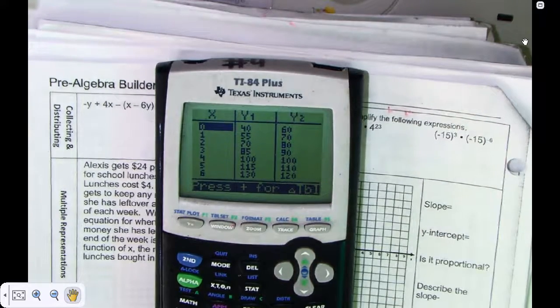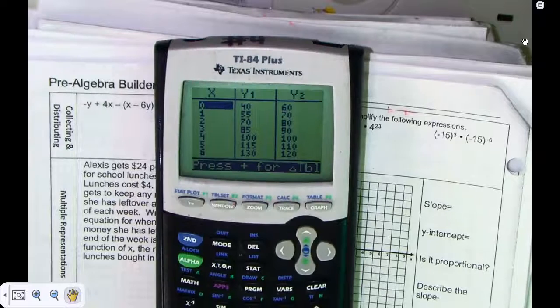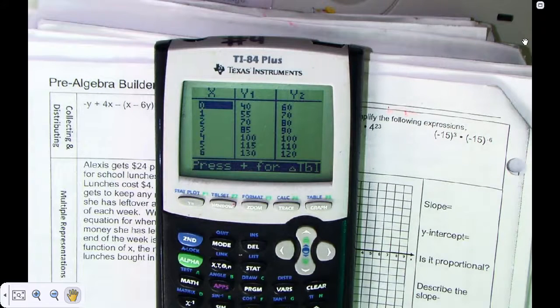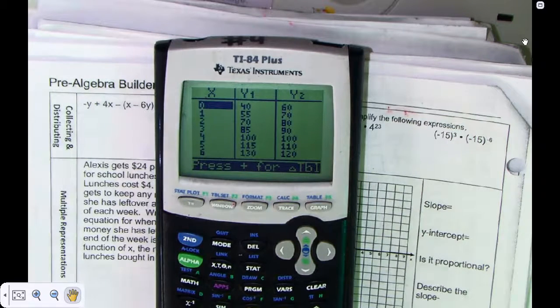So after 3 hours, what was Caitlin's charge? 90. Good. So if I need 4 hours of work done, does it matter who I use? No. Why? They're both the same. They both charge $100, don't they? If I want less than 4 hours of work done, who am I going to use? Emily. More than 4, Caitlin.